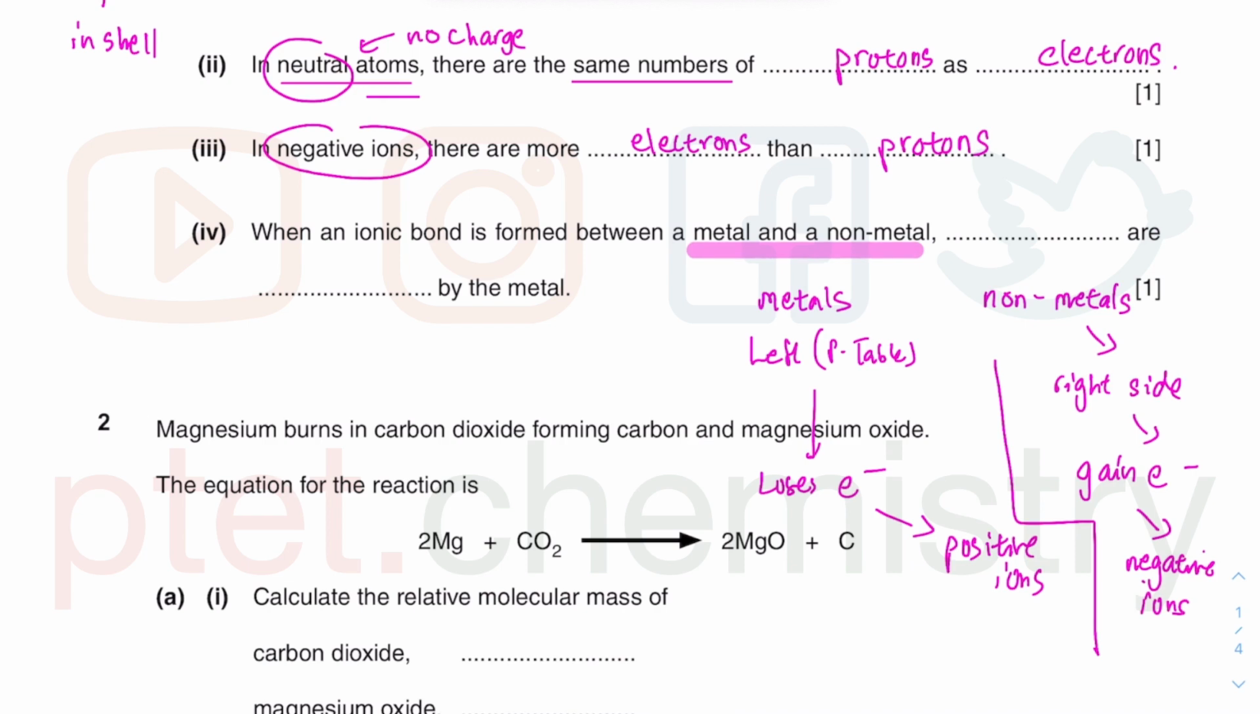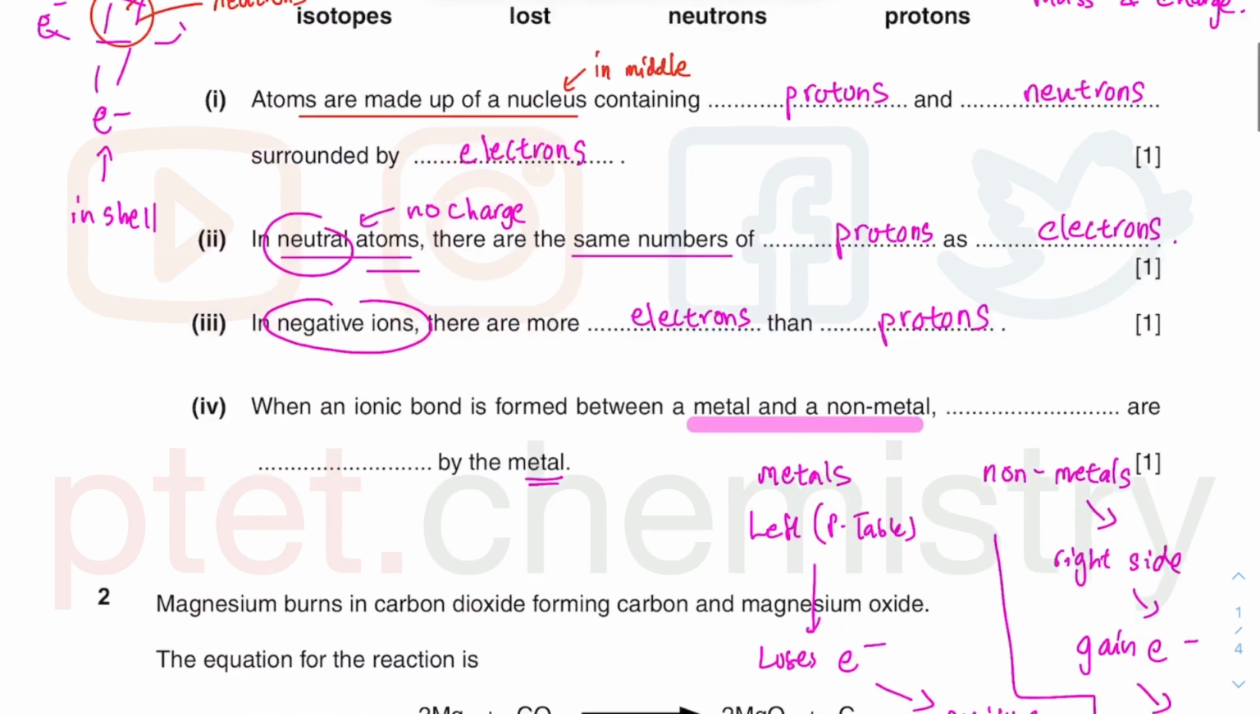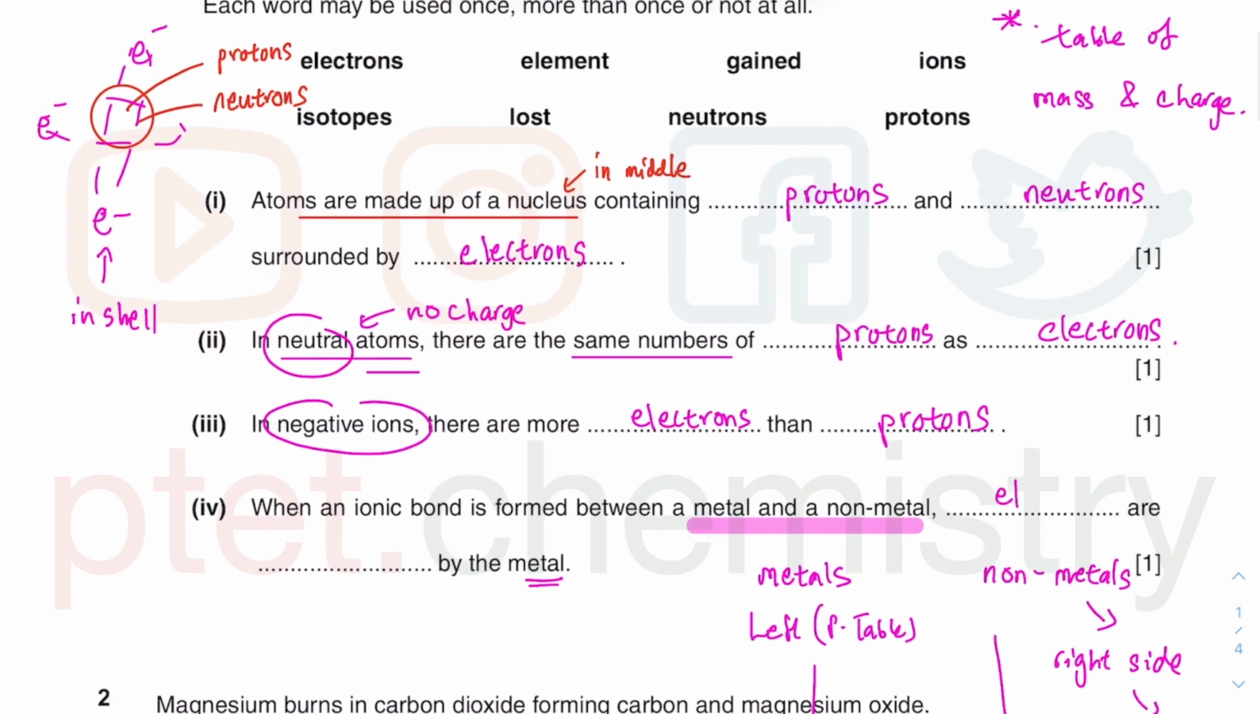So what happened to the metal? The metal will lose electrons. If you look at the list, electrons are lost by the metal. You always read the questions, and you circle or underline whatever you need.